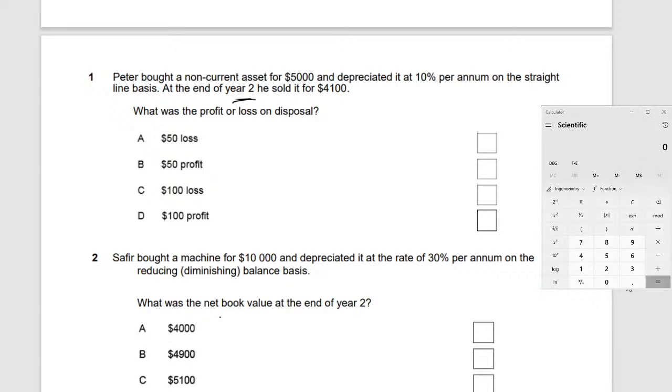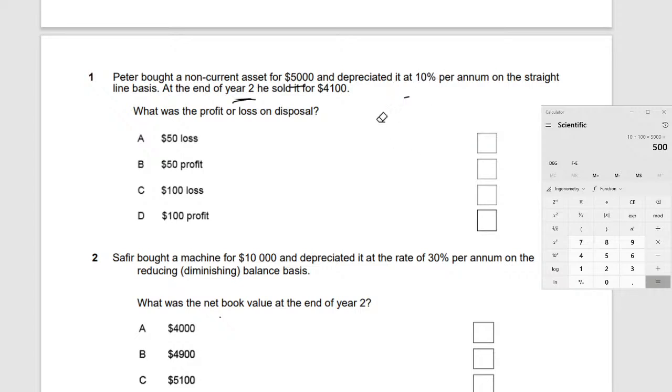Okay, let's begin. The first thing it says is 10% per annum. So I'm going to do 10 divided by 100, so that's 10 over 100, meaning 10%. I'm going to multiply that by the actual cost, 5,000. That gives me 500 for 1 year. So I am subtracting 500 per year, because the straight line method is basically 500 every year.